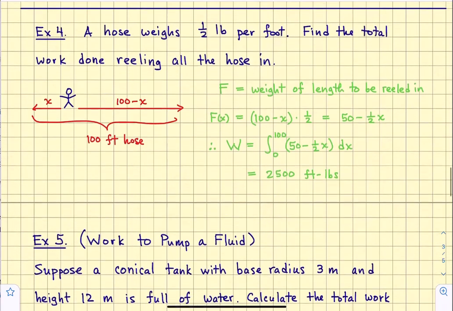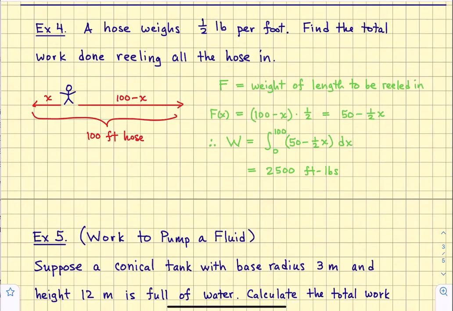Here's a different type of example. Suppose that you have a hose and it weighs 1/2 pound per foot of length of the hose. Find the total work done in reeling all of the hose in. So if you're going to pull the hose in by hand, what is the total amount of work that you're going to do? And of course, every time we reel in some hose, the hose is getting shorter, and so we're pulling less weight with every pull.